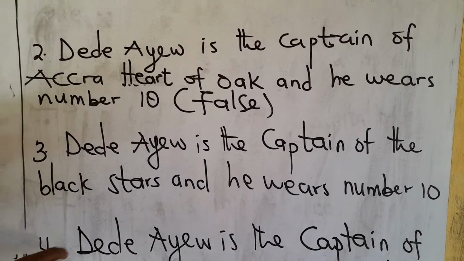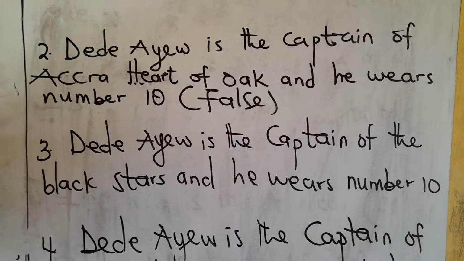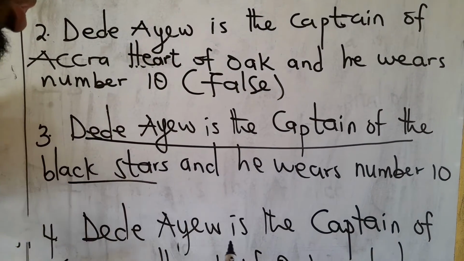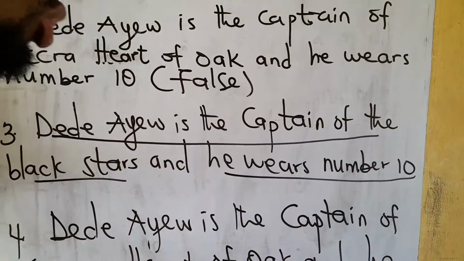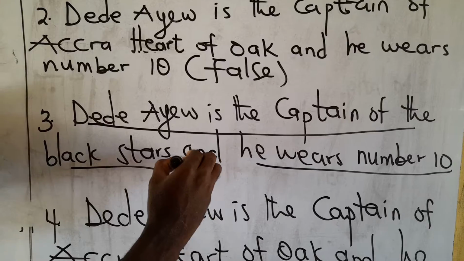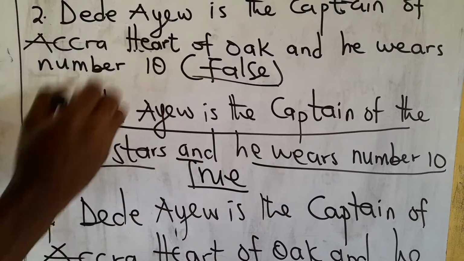Now let's look at the third one. Dede Ayew is the captain of the Blasters and he wears number 10. The first aspect, Dede Ayew is the captain of the Blasters. It's true. He wears number 10. It's true. As far as the two sides of the statement are true, then this statement is entirely true. I hope you get that.